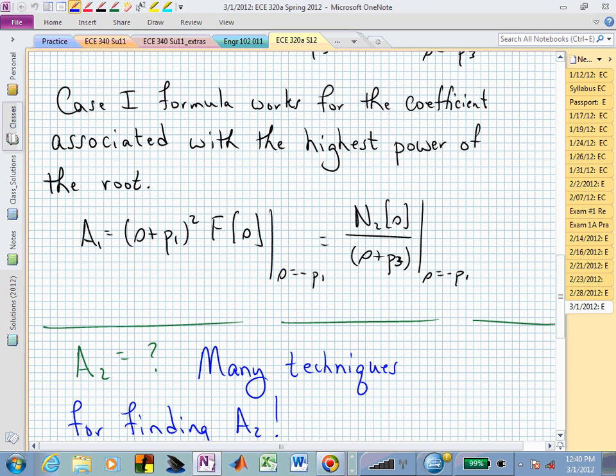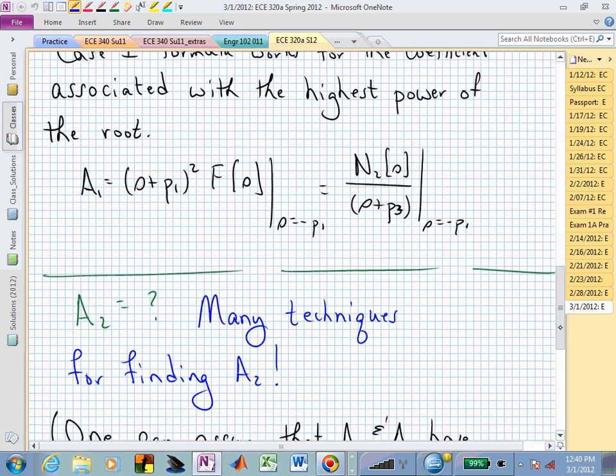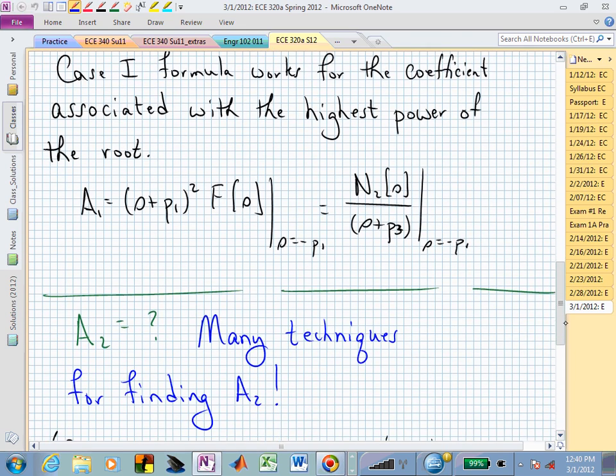Questions on finding or using case 1? That's how you will work the majority of your problems, is using that particular case.